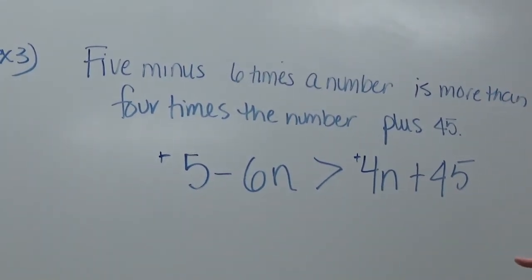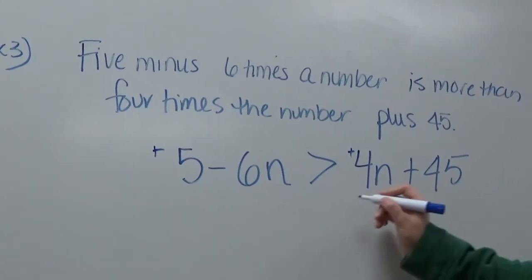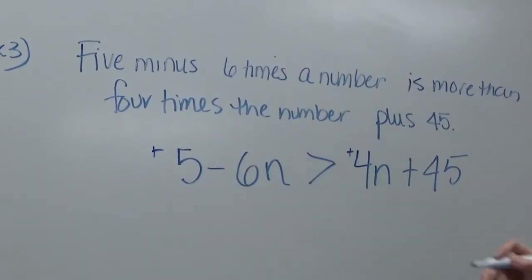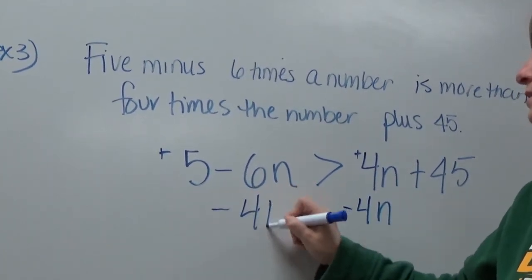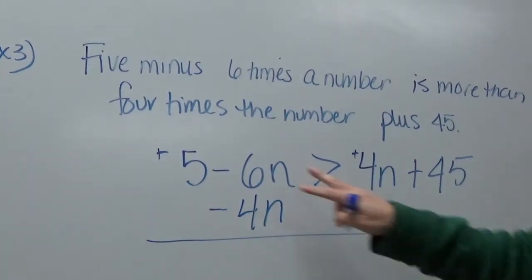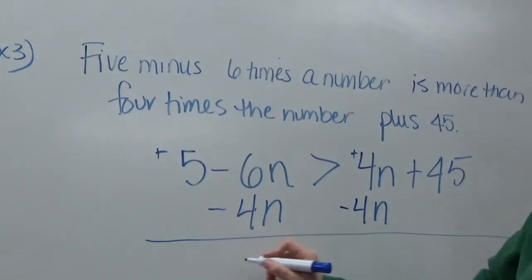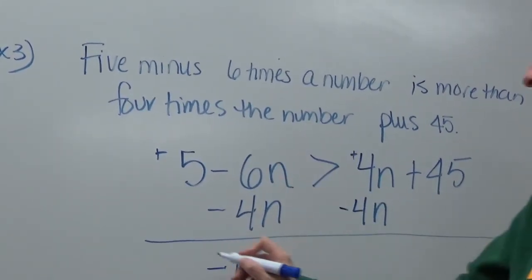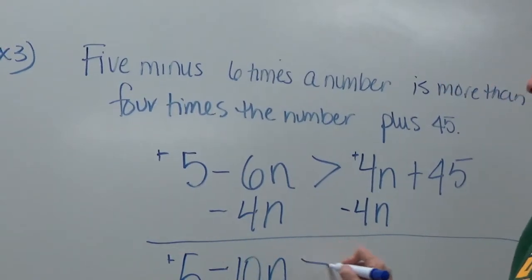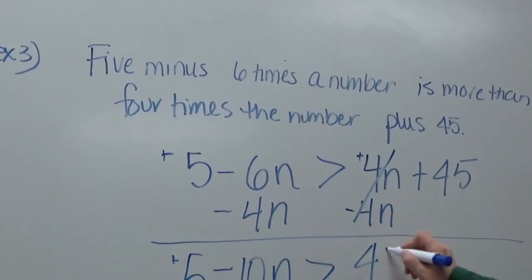So let's deal with the n first, okay? I'm going to bring the n over there so I don't have to do it later. I am going to subtract 4n on both sides. Notice I have two negatives. When you have two of the same sign, you add the numbers and take the sign that you have. And then I have a positive 5 greater than, that cancels 45.